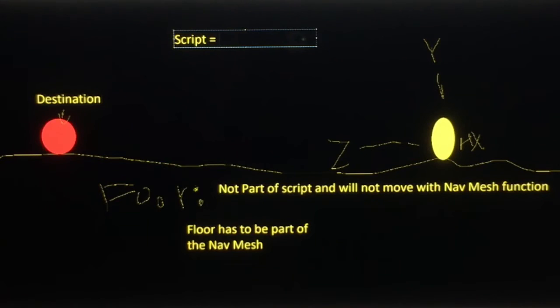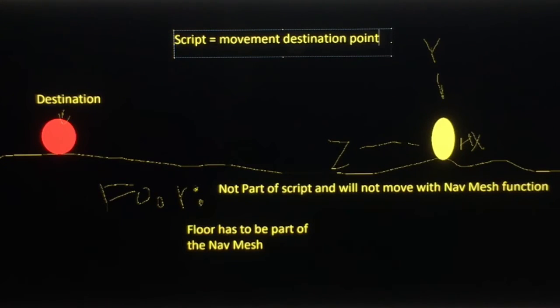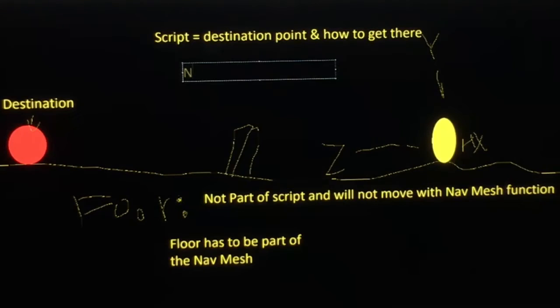Well, to make this work, the script is always equal to our movement destination, and it really doesn't have much to do with the Navmesh, except for having some code that involves the Navmesh. We're not adding anything to the Navmesh when doing this. We're keeping it the same. All the values are the same. So the script has a destination point. That's all we tell it in the script, and we tell them how to get there, the quickest way.